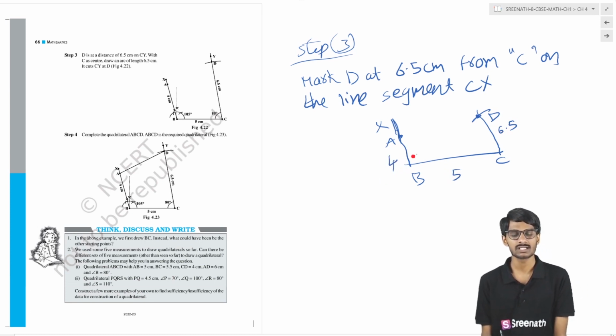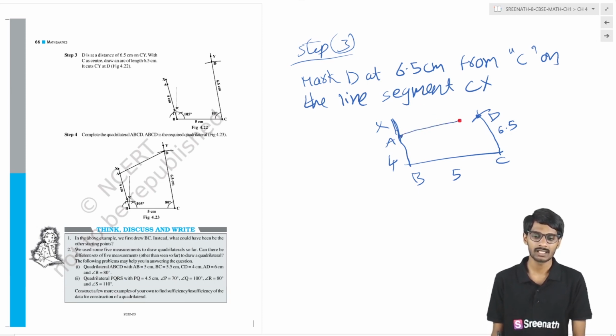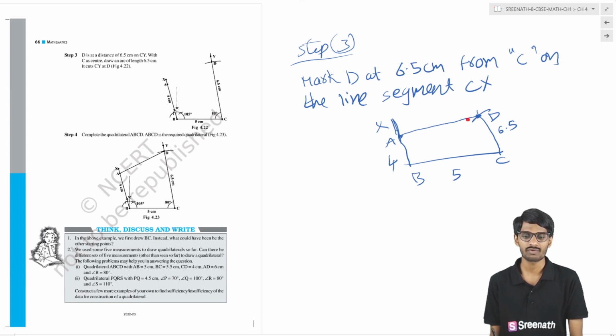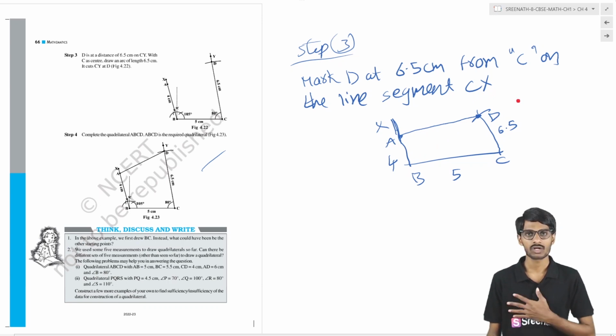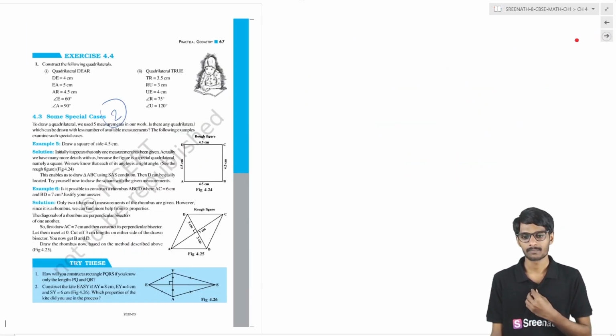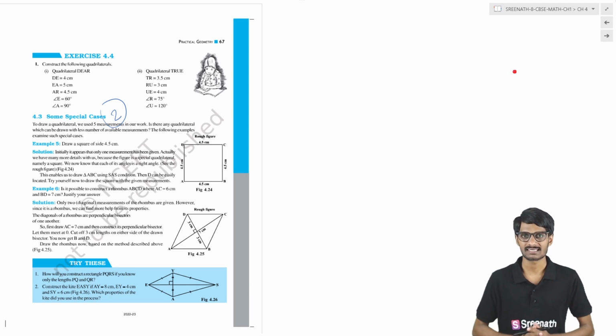So finally, first vertex, second vertex, third vertex, 4 vertices are given. Now we have to join the line segment between A and D. So finally, in the fourth step, our quadrilateral will be completed. Okay, students. So that's it, students. In that way, we are going to construct the quadrilaterals in different cases.